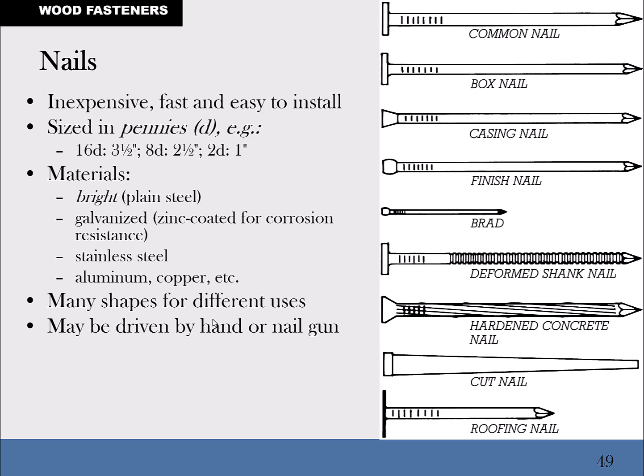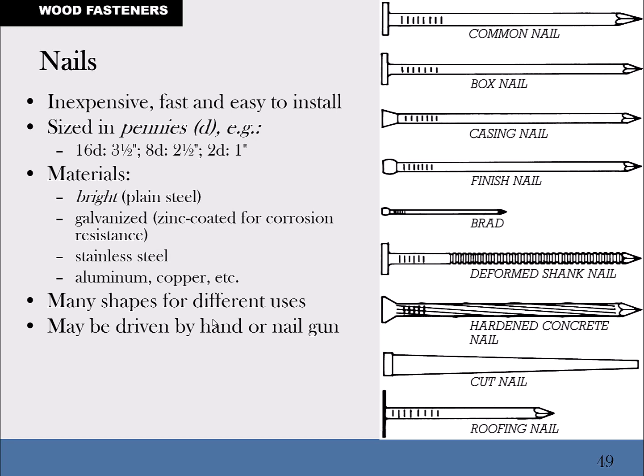And you got the different shapes of different types of nails. The common nail is most commonly used for framing. A box nail is more slender than a common nail. A casing nail is like a big finish nail, but it's meant for exterior finishing, compared to a finish nail or a brad nail that are meant for indoors, generally.